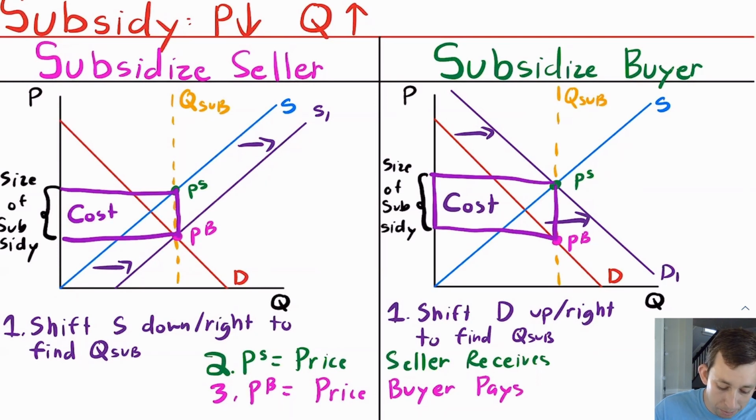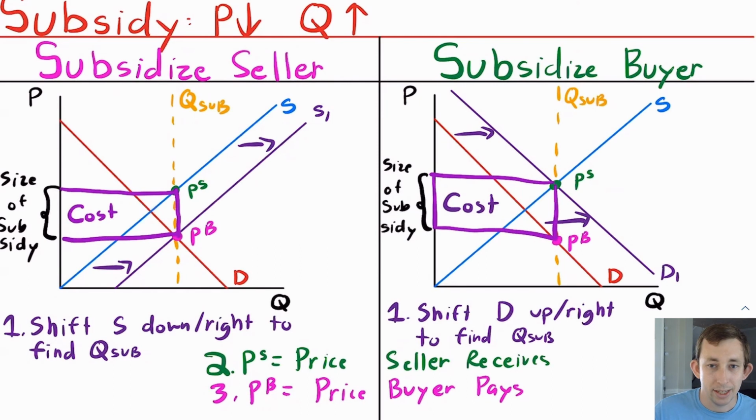Where the new supply curve hits the old demand curve, that's going to be the price the buyer pays. If I follow that quantity, that Q subsidy, all the way up to the old supply curve, that's going to be the price the seller receives. The difference between the price the seller receives and the price the buyer pays is going to be the size of the subsidy. If I multiply that size of the subsidy by the quantity of the subsidy, I'm going to get the cost of the government, or the negative government revenue, the money the government has to pay to make this subsidy work.